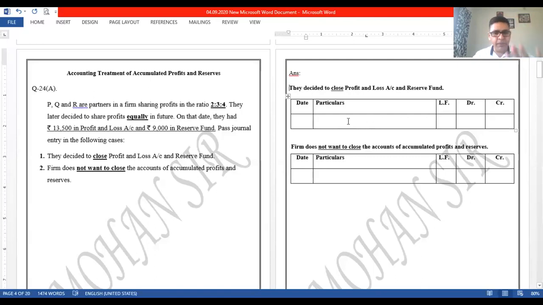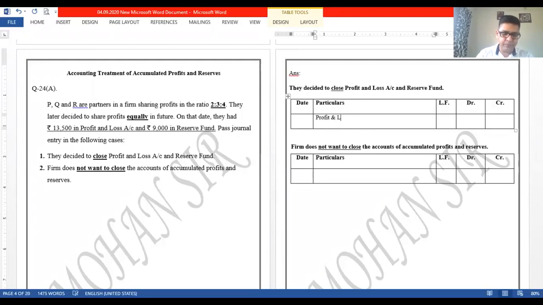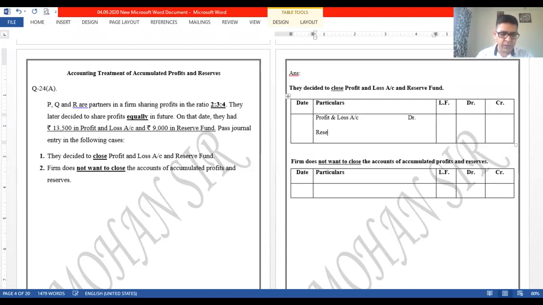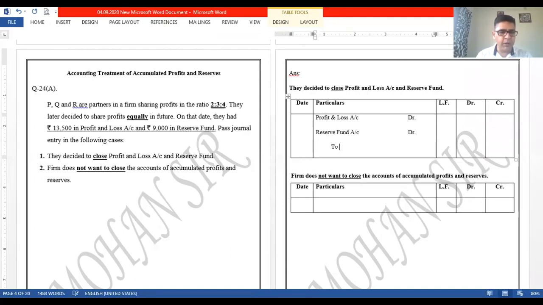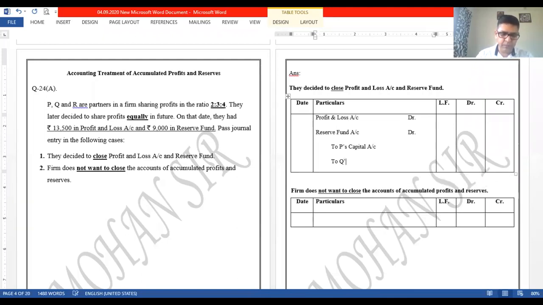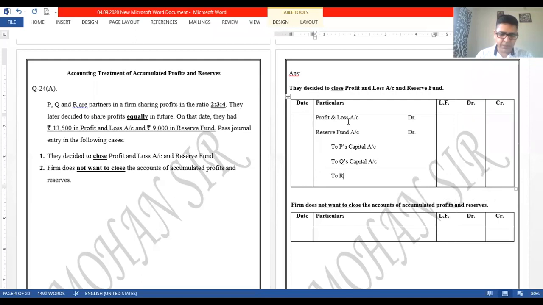I repeat, for debit balance, they need to mention. Now we know that these are credit balances. We need to close these accounts, so let us close them by debiting. Profit and loss account debit. Reserve fund account debit. To what? There are two amounts, and both have been debited to partners' capital. Partners should get a credit of this. To P's capital, to Q's capital, to R's capital.